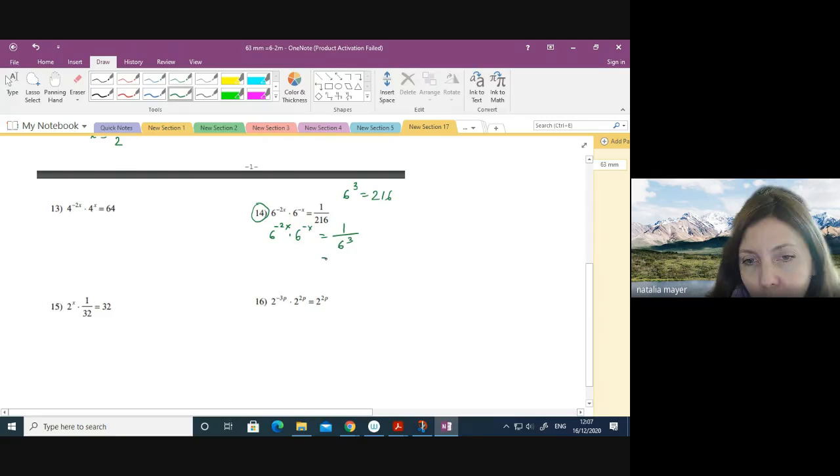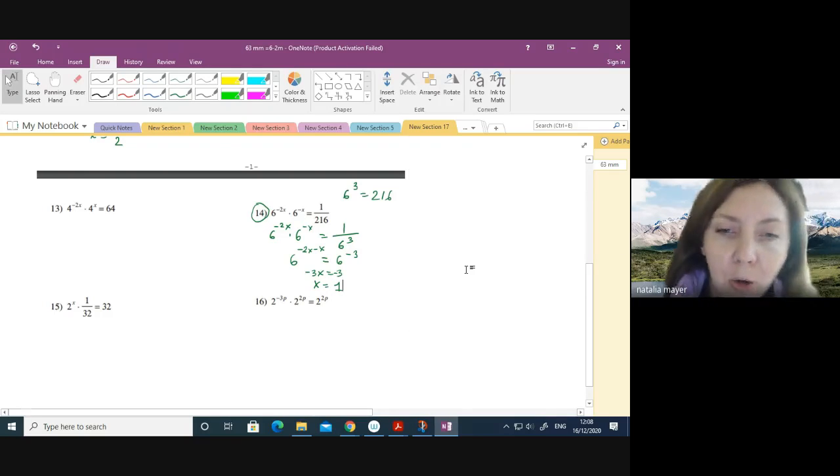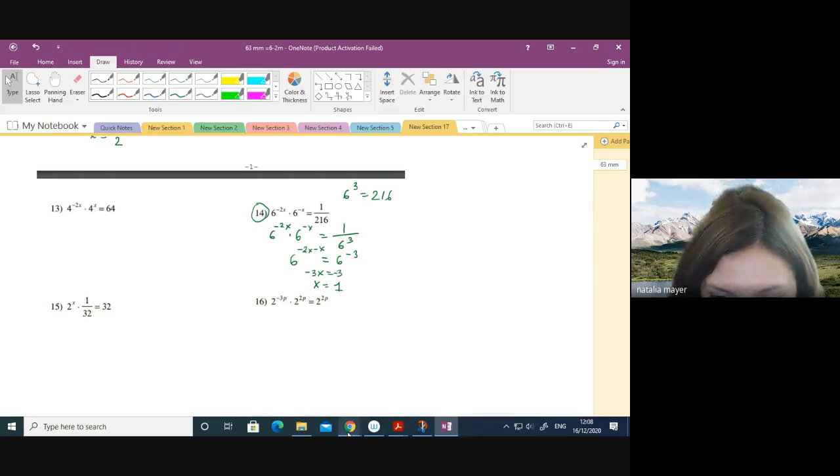What you have to do here is just to make the exponent negative. So 6 to the power of -3 is the same thing as 1 over 6 to the power of 3. And on the left side, you already know what to do. You can just add up the exponents. So it's going to be -2x minus x. Right? So -3x is equal to -3, which means that x is 1. Okay? All right.